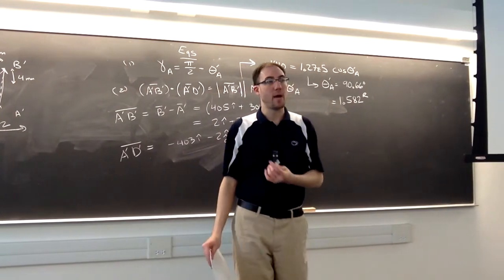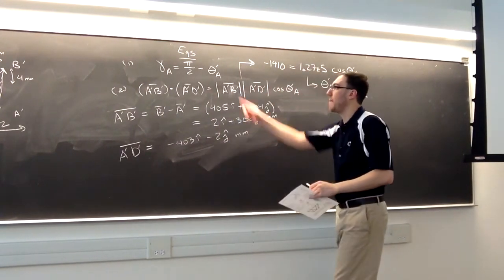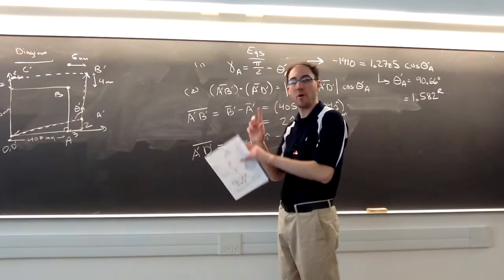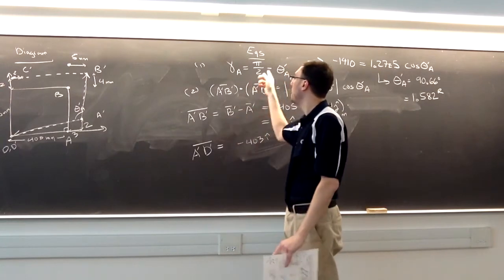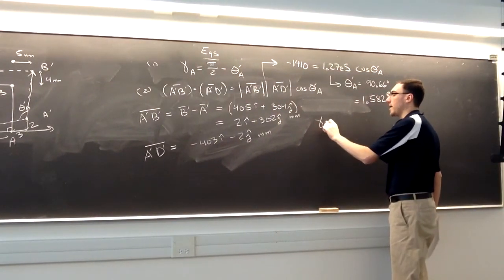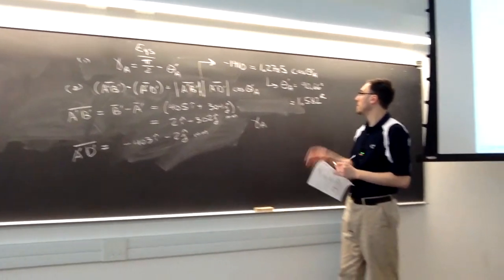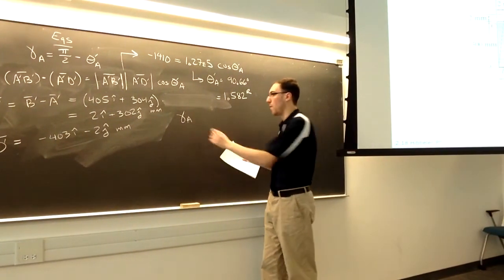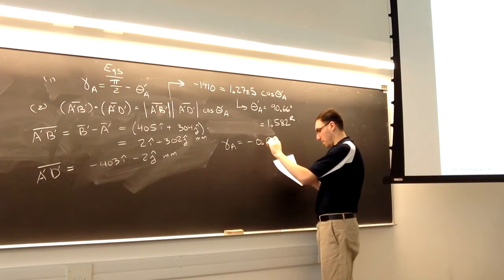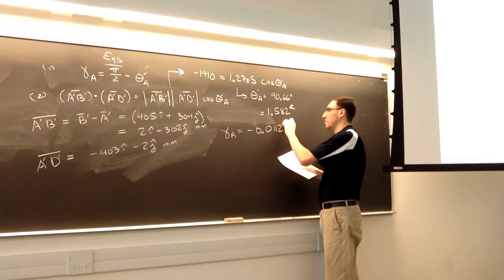The last step is I want the shear strain, and I go back up to my original equation number 1. The shear strain is pi over 2, their original orientation, minus the new angle between them. So I find that the shear strain is pi over 2 minus 1.582, or a negative 0.0112 radians.